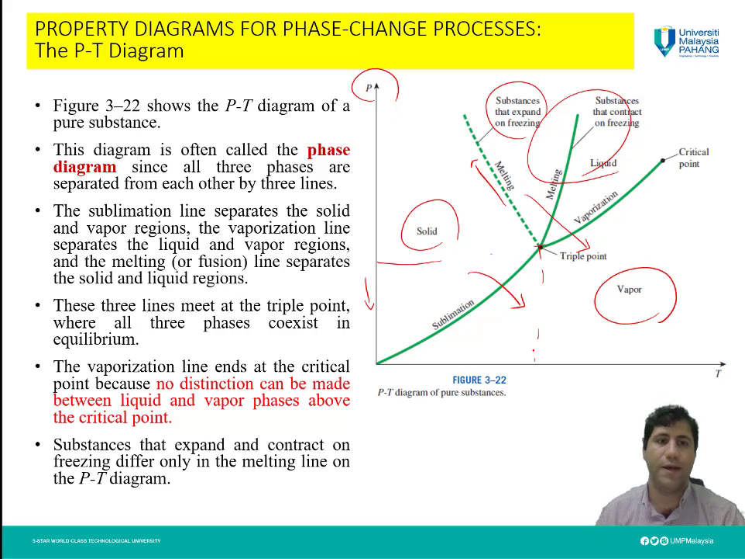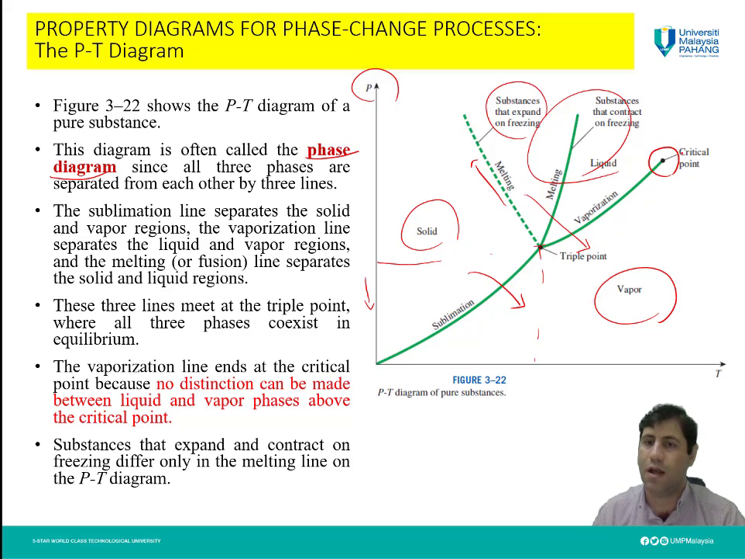And here you can see a PVT diagram. I told you we call this phase diagram because we have all of the phases in this diagram. The sublimation line separates the solid and vapor region, and I think already I told you about the different regions and different lines in this diagram. The only thing is the vaporization line ends at the critical point, this point, at which no distinction can be made between liquid and vapor phase above the critical point.